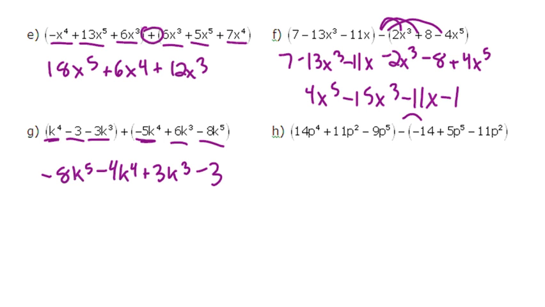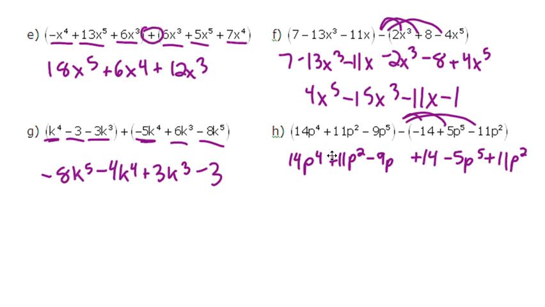Last one. Distributing the negative. So I have a positive 14, a negative 5p to the fifth, and a positive 11p squared. I bring down the 14p to the fourth, the 11p squared, and the minus 9p to the fifth.